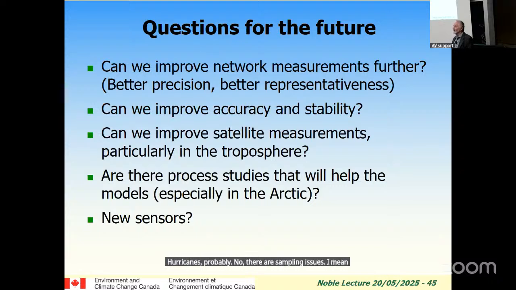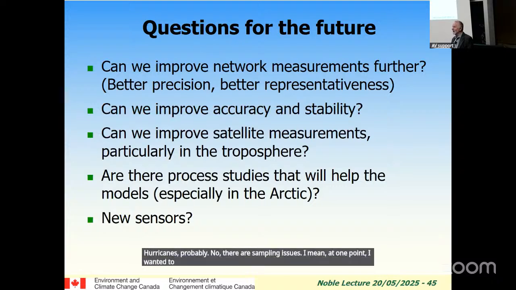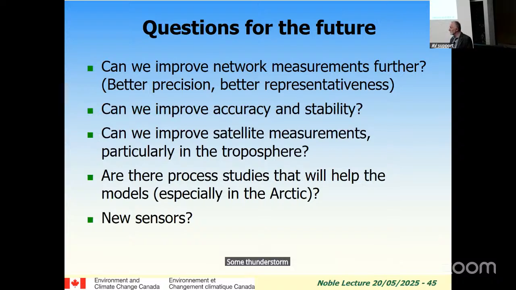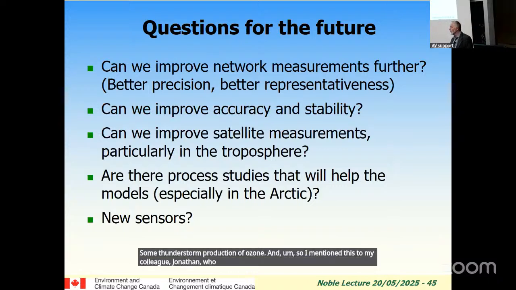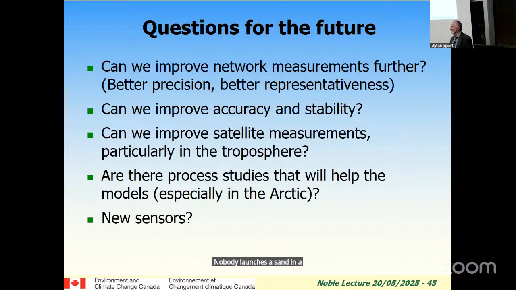I mean, at one point I wanted to look at how we could see a signature in our historical record from thunderstorms, some thunderstorm production of ozone. And so I mentioned this to my colleague Jonathan, who runs our network, and he laughed. He said, "You're not going to find any data. Nobody launches a sonde in a thunderstorm. They don't want to get hit by lightning." Oh, yeah, I suppose you're right. So I dropped that idea.